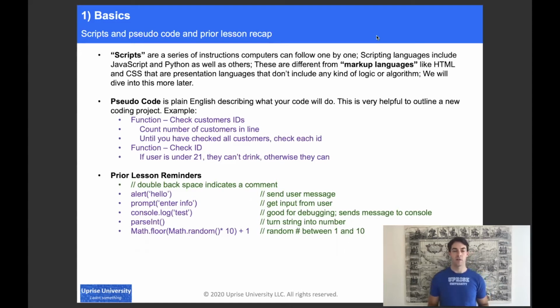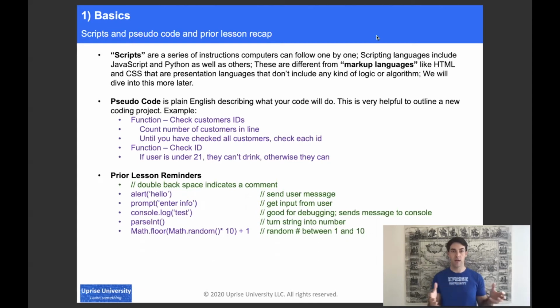The second thing that we're going to talk about is pseudocode. Pseudocode is just the plain English version of what your program is going to do. This is super helpful in any coding project, both in the beginning and the end. In the beginning of the project, it's helpful so that you can outline what your code is going to do, and then you can quickly code based off of what the pseudocode says.